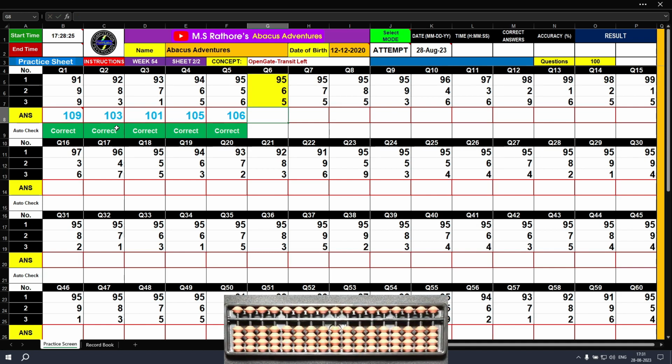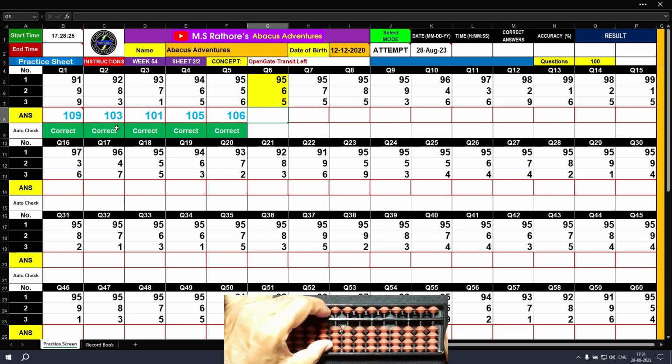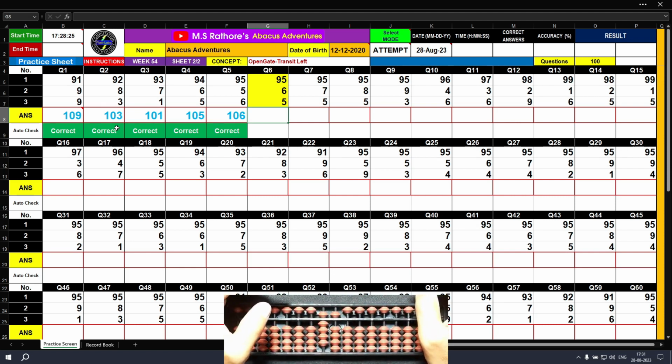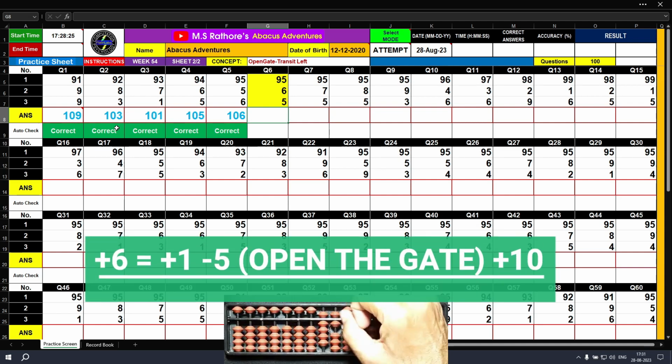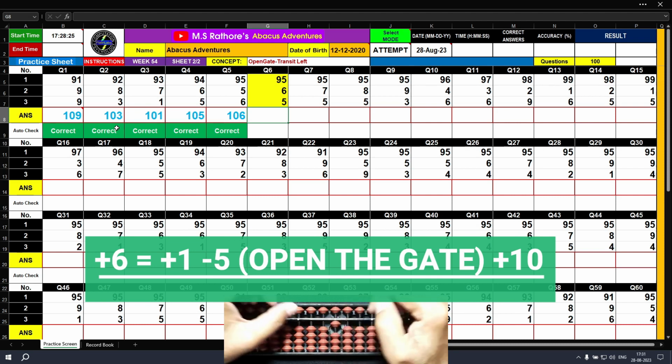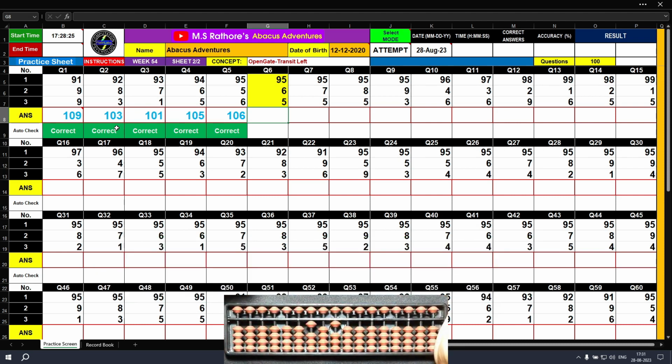Coming to question number 6. Plus 90 plus 5, the answer is 95. Now plus 6. This time we cannot use the big friends formula. We have to use the combination formula here. Plus 6 equals plus 1 minus 5, open the gate, plus 10. The formula was plus 1 minus 5 plus 10. Plus 6 combination formula. Remember? Alright. The partial answer is 101 now. And the final value to be added is 5. The answer is 106.